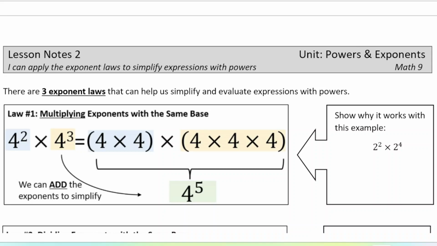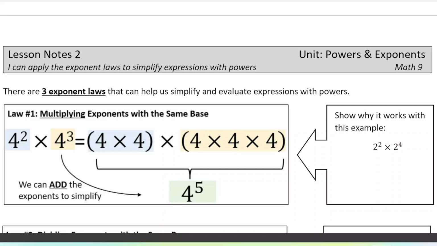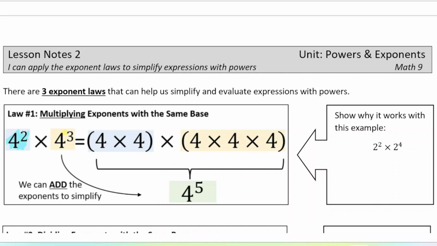Okay. So first one, this one is called the multiplying exponents with the same base law. It's law number 1. So let's look at an example. Let's say I had 4 to the power of 2 multiplied with 4 to the power of 3. So if I were to write those out, 4 to the power of 2 means 4 times 4. And 4 to the power of 3 means 4 times 4 times 4. And if I were to multiply all those 4s together, I could simply add them up and I would get 4 to the power of 5.